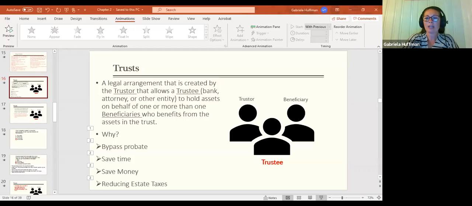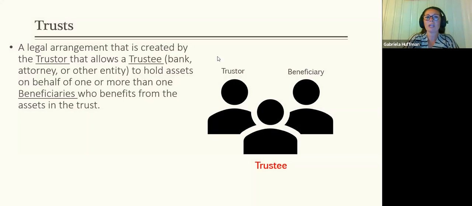This is the last video for chapter 2, so this is video 5 of 5, and we're going to talk about a trust. A trust is a legal arrangement that is created by the trustor that allows the trustee to hold assets on behalf of one or more beneficiaries who will benefit from the assets in the trust at a later time. So why would a trust be created?